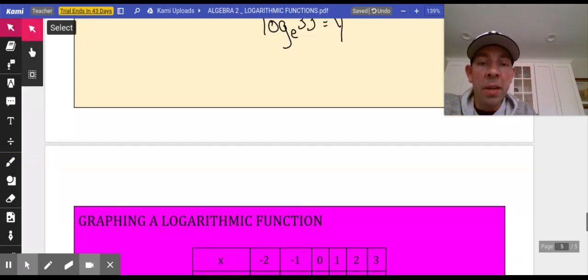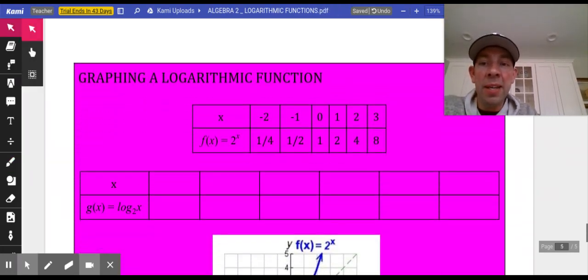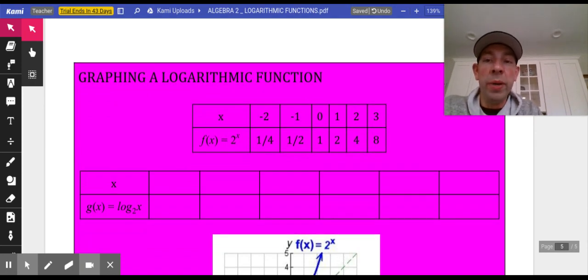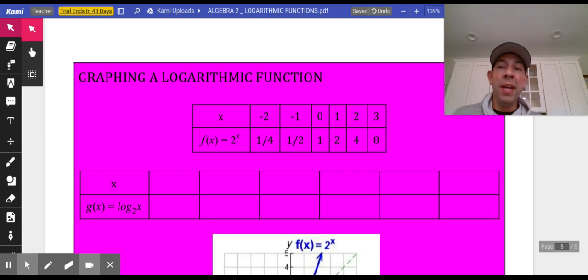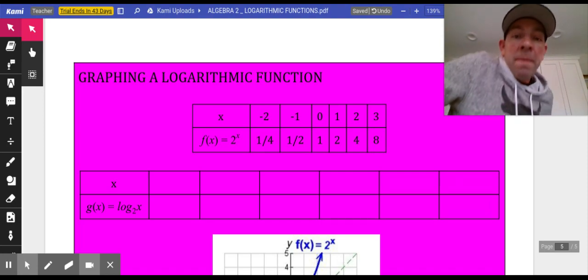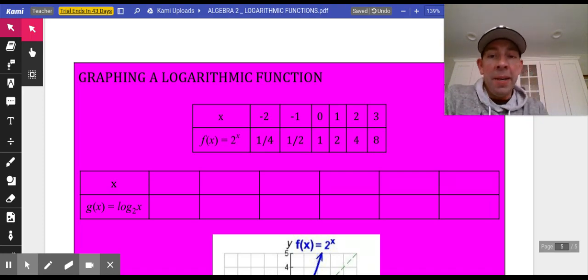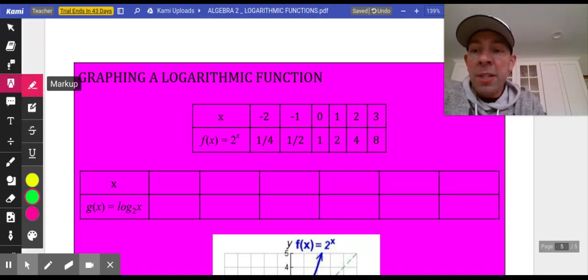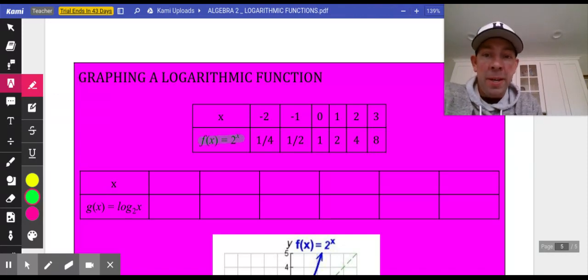All right. So the last thing I want to get into today is a real quick discussion about graphing a log function. The whole theme today is that logs are the inverses of your exponential functions. So let's see if we can build on that idea. Let's imagine that we have this exponential function, f of x equals 2 to the x. We've seen in a previous video how we could make a table of values and graph 2 to the x.